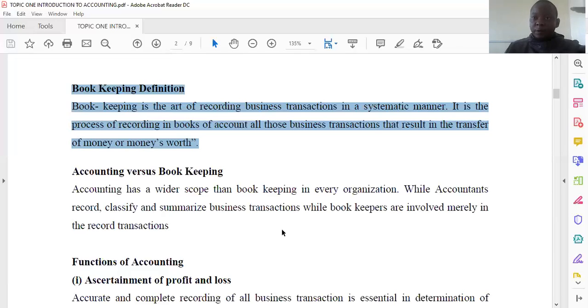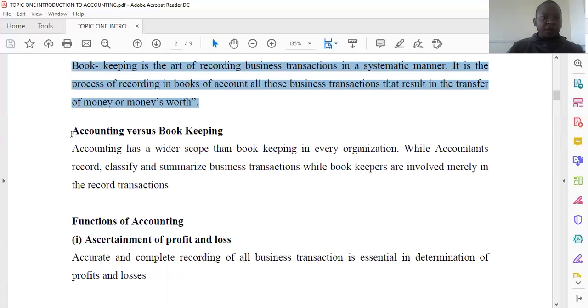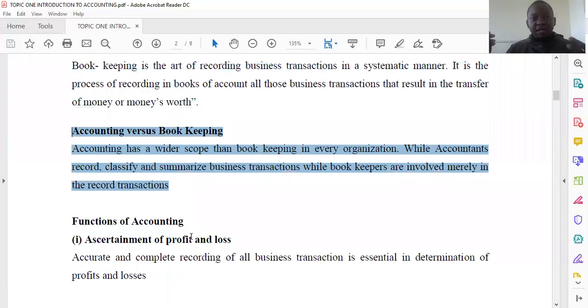So bookkeeping is for the clerks, accounting is for the persons at the senior level, whose job is to do all those activities in accounting: recording, classifying, summarizing, and reporting. Whereas at the bottom, we have the accounts clerks, whose job is merely to record transactions in the books of accounts. So therefore, here we have accounting versus bookkeeping. You can see that accounting has a wider scope than bookkeeping in every organization. While accountants record, classify, and summarize business transactions, bookkeepers are merely involved in recording of business transactions. So bookkeepers, kazi yao ni data entry. The person who keys that data into the system or in the books of accounts.